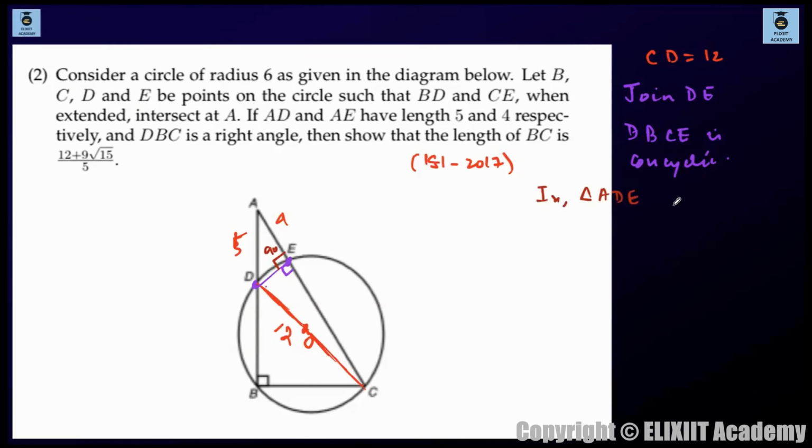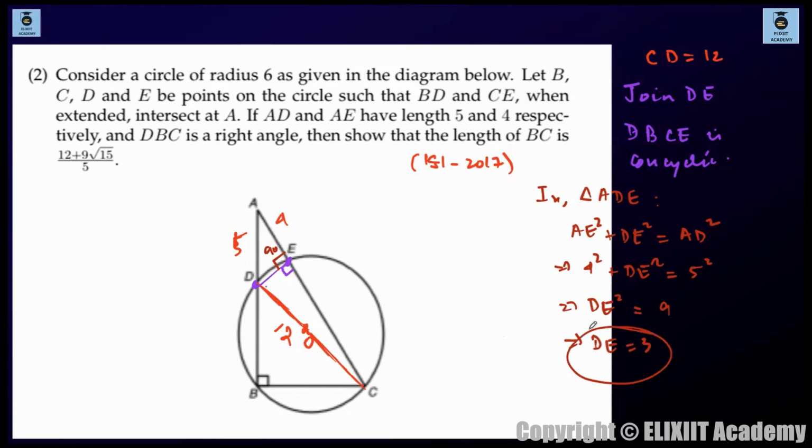In triangle AED, by Pythagoras theorem, AE square plus DE square is AD square. So 4 square plus DE square is equal to 5 square. That means DE square is equal to 9, right? 25 minus 16. So DE is 3. We are finding DE. DE is 3 units, and this much is 3 units.